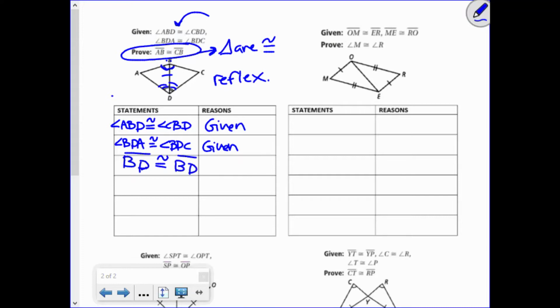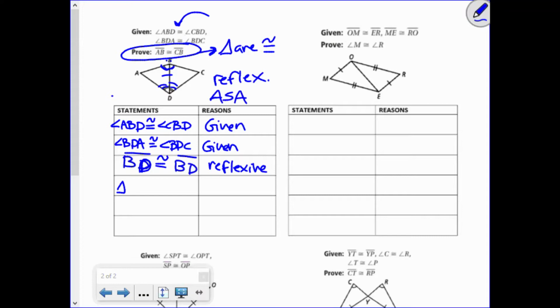So BD is congruent to BD, that is the reflexive property. Alright, so now if you're looking at the triangles, we've pretty much proven that the triangles are congruent. We have two angles on the side, each triangle or the sides in between. So I can say that the triangles are congruent by angle, side, angle.